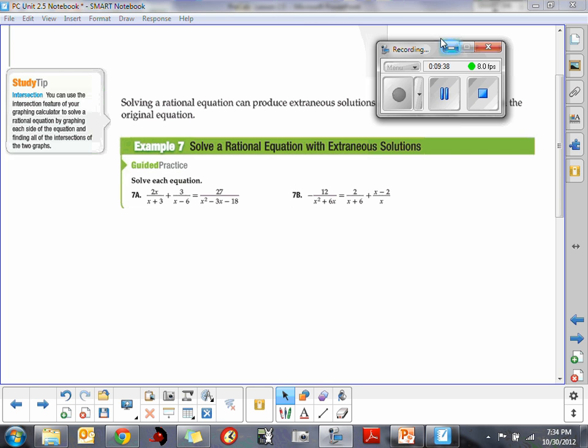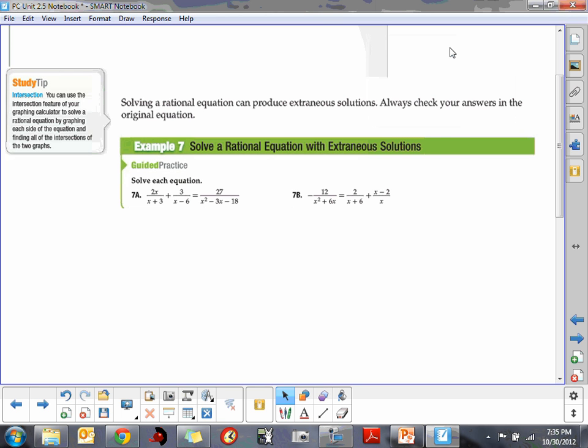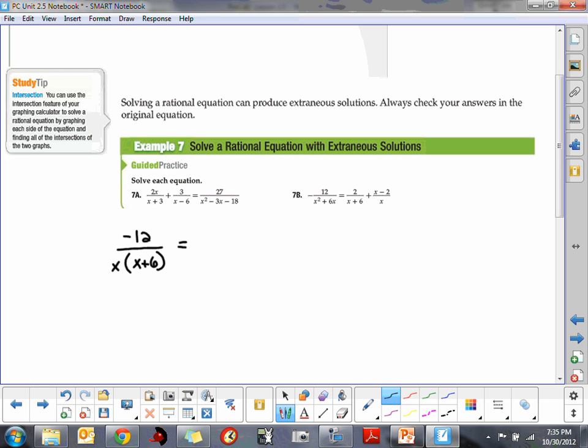Okay, I'm going to continue on then with 7b. The first thing I want to do is make sure that we get it completely factored. So in 7b I got a negative 12 over, on the bottom I'm going to factor out that monomial of x, and it's going to be x plus 6. And then it equals, we've got 2 over x plus 6, and then plus x minus 2 all over x.